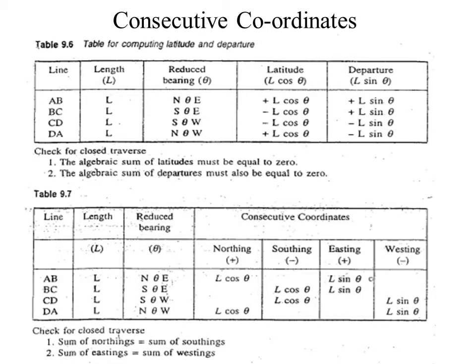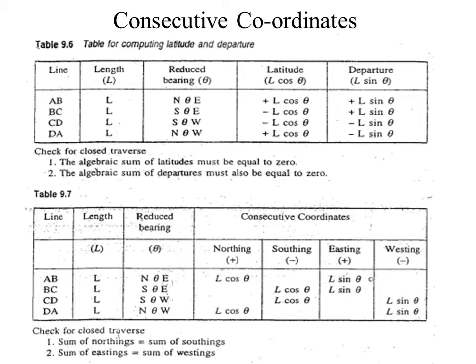So in this slide we are going to see the consecutive coordinates. Generally, when the length of a line is known and reduced bearing of a line is known, then it is possible to calculate the consecutive coordinates. When the line is lying in the first quadrant, let us say N theta E, then the latitude is plus L cos theta and departure is L sin theta.